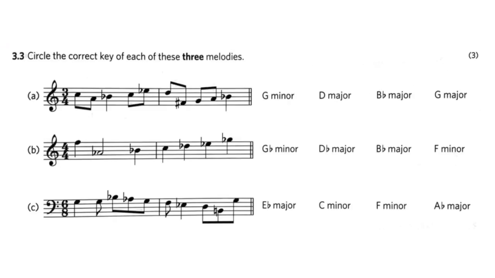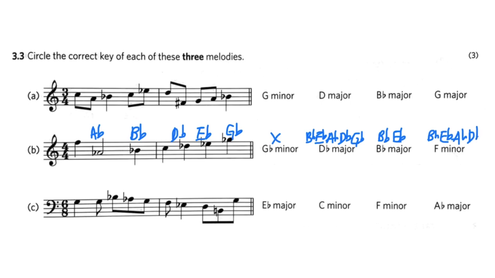We also write down the accidentals: A flat, B flat, D flat, E flat, and G flat. And we'll look through the answers. G flat minor doesn't exist, so we can just eliminate that. D flat major has B flat, E flat, A flat, D flat, and G flat. B flat major has B flat and E flat, and F minor has B flat, E flat, A flat, and D flat, and also there is a 7th note, E natural. So the answer will be D flat major.